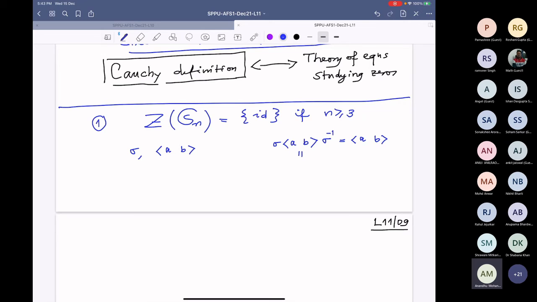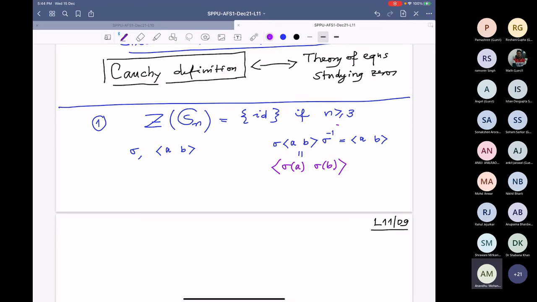But what does this formula tell you? You know how to compute this. This is (sigma A, sigma B). That is how we know how to compute the conjugate of a permutation, the conjugate cycles. So this is that. And if this has to be equal to (A B), then sigma A has to be A and sigma B has to be B, or the other way.